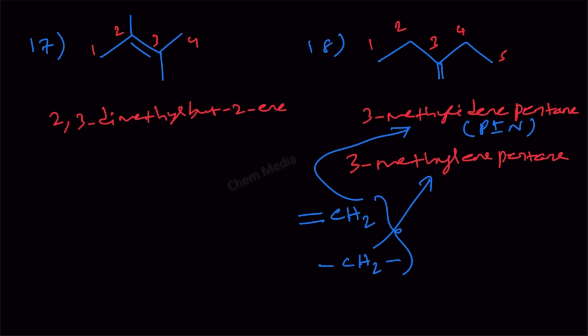You might also see names like 2-ethylbut-1-ene for this molecule, but that is not the preferred IUPAC name. So in total, we have written 18 acyclic isomers of C6H12 and their correct IUPAC names.